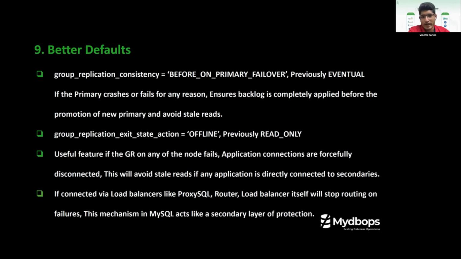And the exit state action is set to offline, previously read-only. This is also one of the useful options in group replication. If a node fails and the connection is forcefully disconnected, and the exit action is set to offline, this will avoid stale reads if the application is directly connected to secondaries. But if you are using router or ProxySQL or any other load balancer which is aware of the cluster health using metadata, this is not going to make any difference because the proxy will automatically handle that, and this mechanism will act as a secondary layer of protection.